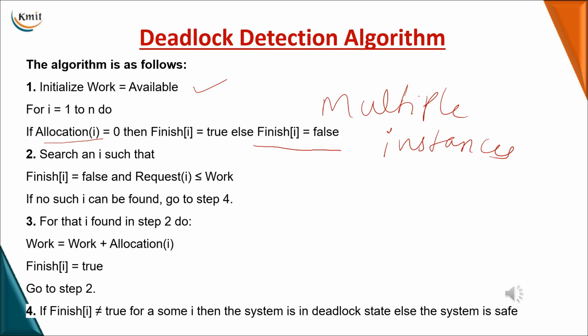Now for each of the processes, you check whether the finish of I is equal to false and your request is less than or equal to your work. You are comparing it to your work. Previously, you were comparing this with your need, but here we'll compare only with the work. And if you are able to satisfy this condition, you change your work and make your finish of I equal to true. If finish of I is not equal to true for some particular process, you say the system is in a deadlock state. And if finish of I is equal to true for all, then you say the system is in a safe state.